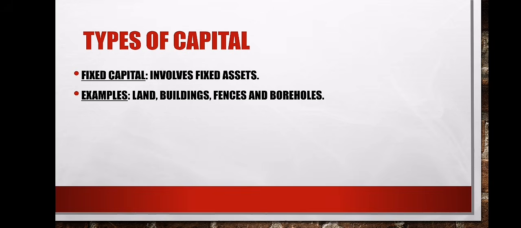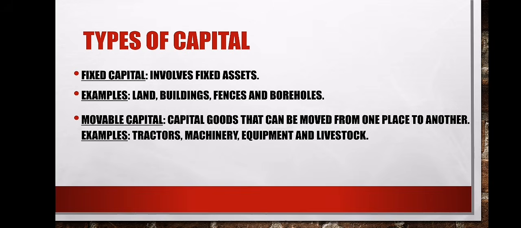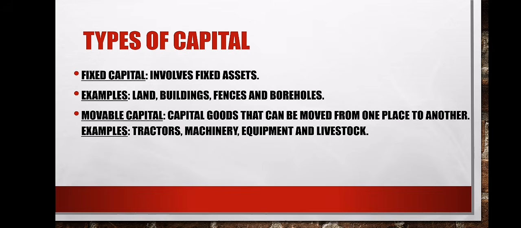Let's have a look at capital number two. Capital number two, we give it a name and say it's movable capital. This one is very clear. When we look at a movable capital, we can say this is a capital that can be moved from one place to another place. These are goods that can be moved from one place to another place. What are those goods that can be changed in their position? We come up with some examples.